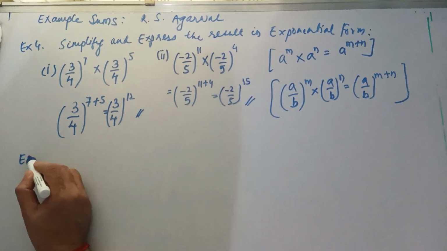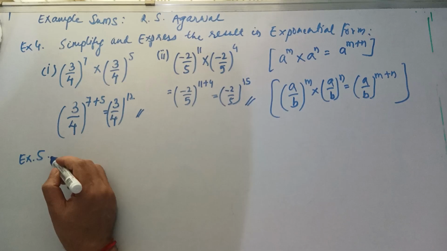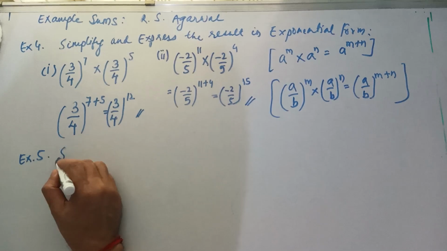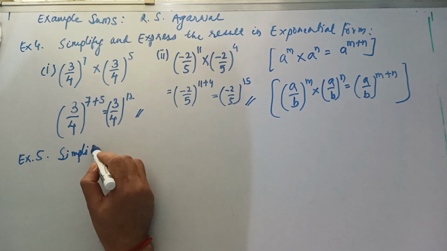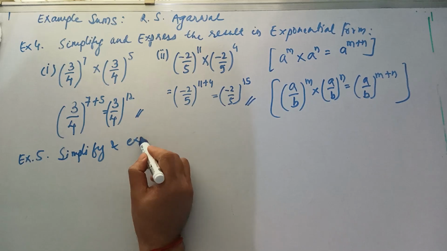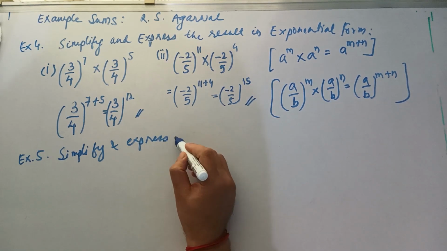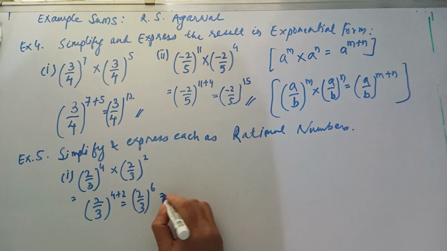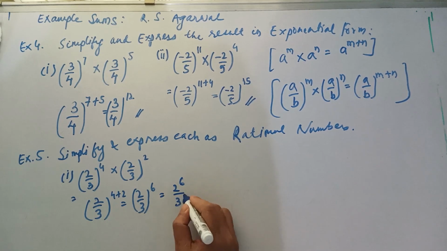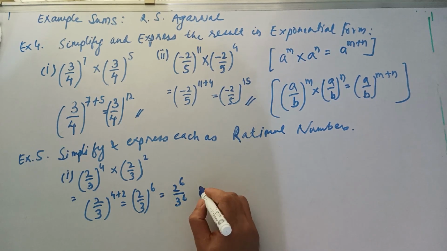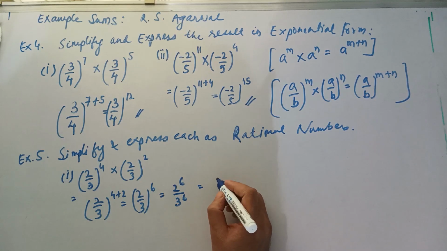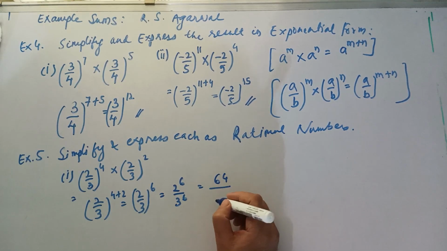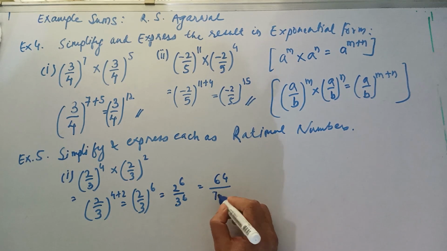Question number 5 or example number 5. We have to simplify and express each as rational numbers only. So this will become 2 raised to 6 upon 3 raised to 6, which is equal to whatever 2 raised to 6 is. So 2 raised to 6 will give me 64, and 3 raised to 6 will give me 729.